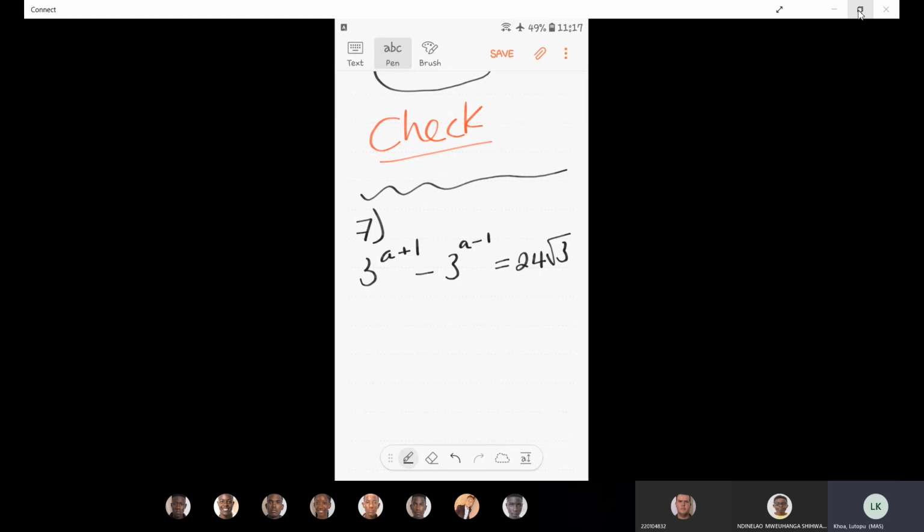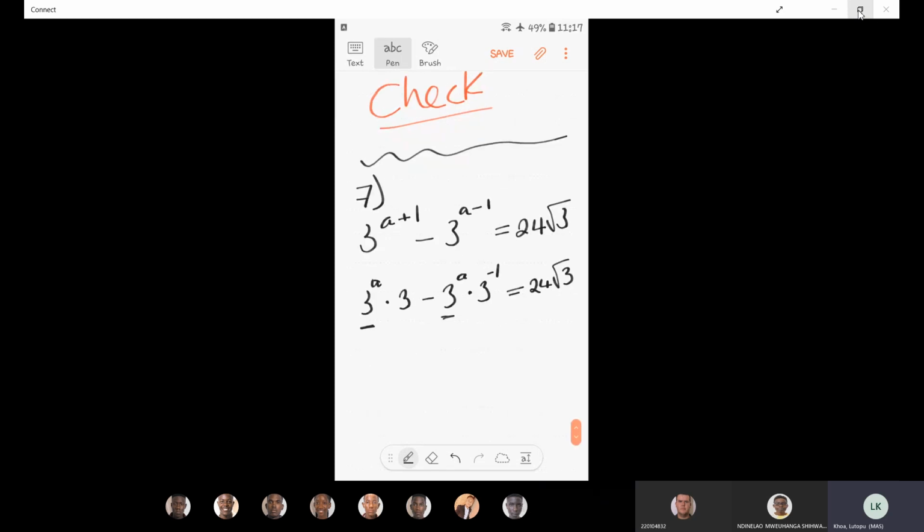Okay, so what you should do instead is use your laws of exponents and rewrite this as 3 to the power of a times 3 to the power of 1, minus 3 to the power of a times 3 to the power of minus 1, and this is equal to 24 square root of 3. And then you can see 3 to the power of a is a common factor, so you factorize it out. 3 to the power of a, for the first one you'll be left with 3, and then minus 3 to the power of minus 1. Then on the right hand side you have 24 square root of 3.